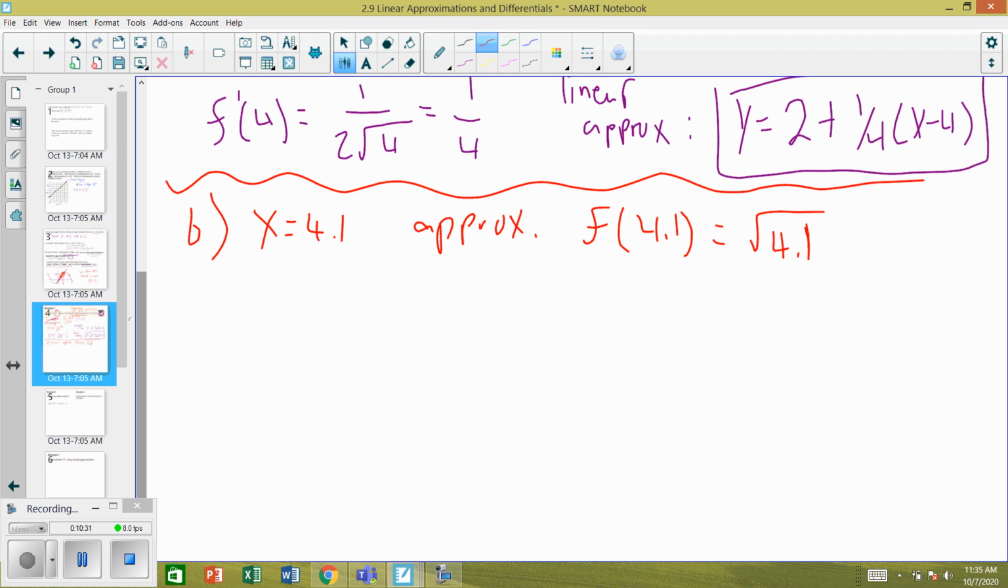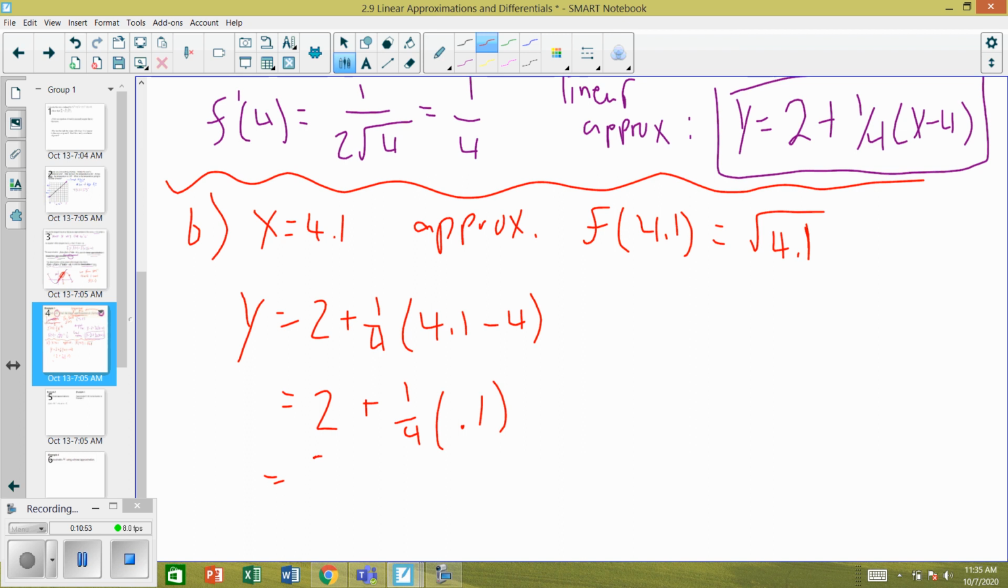So what we could use is y equals 2 plus 1/4, and instead of x we could do 4.1 minus 4. And we could probably simplify this down pretty nice. So that's 2 plus 1/4, and then 4.1 minus 4 is 0.1. And to maybe help me with this process here, I could change that to a fraction if I wanted to get an exact approximation here.